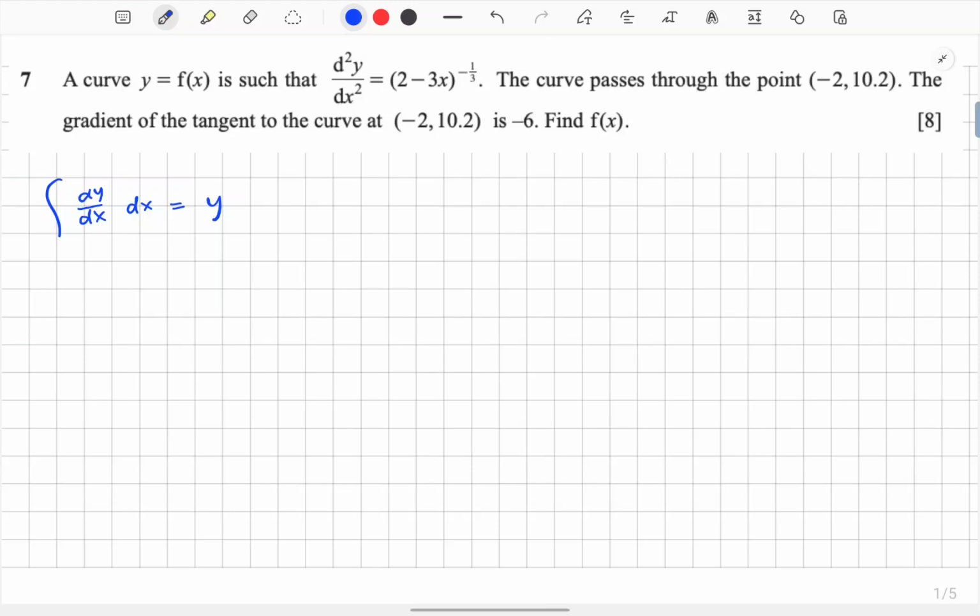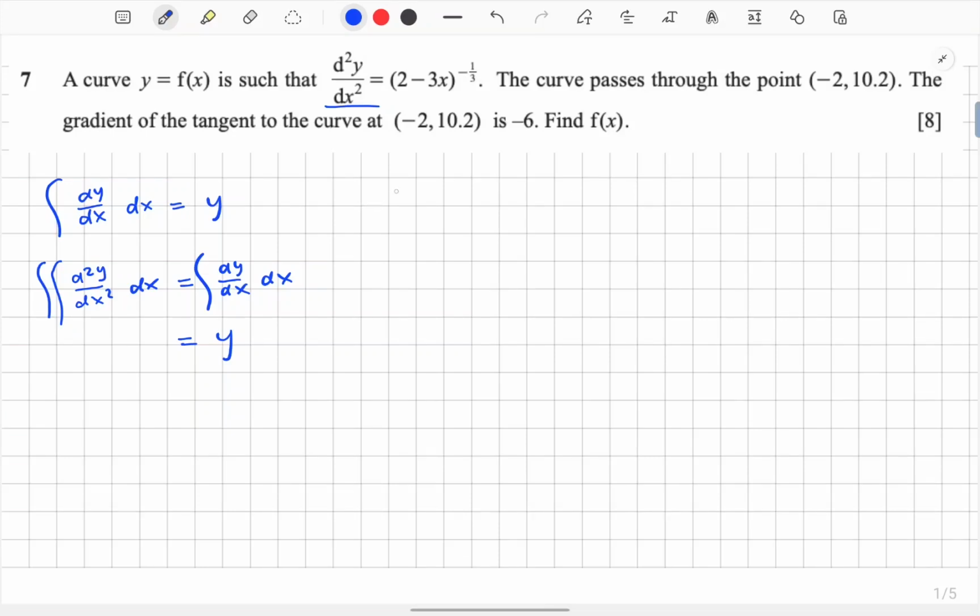So in this question particularly, we have a double derivative. The same, if we integrate it with respect to dx, we'll get the dy/dx, the derivative. But if we integrate it one more time with respect to dx, then we'll get the y function itself. So this is what exactly we'll be doing.